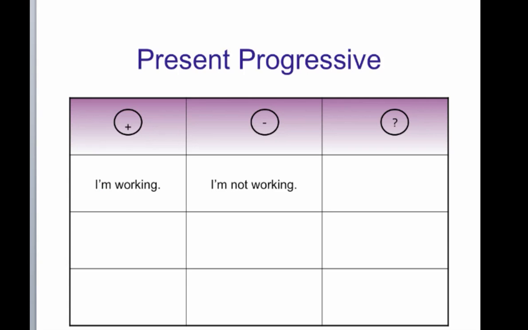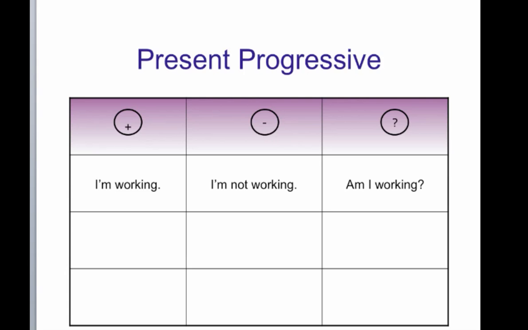We say the same in the negative, so I'm not working. It's actually the contraction of I am not working. And for the question form, we use am at the beginning. So instead of I am, we invert it to be am I working. For example, if you're speaking to your boss about next week's schedule, you might ask, am I working this weekend? Or am I working next weekend?